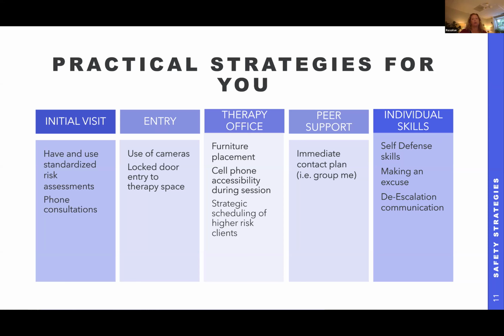And thinking about your therapy office space too, be strategic when you schedule higher risk clients. Don't schedule the higher risk client if you're there alone at night by yourself. Schedule them during the day.